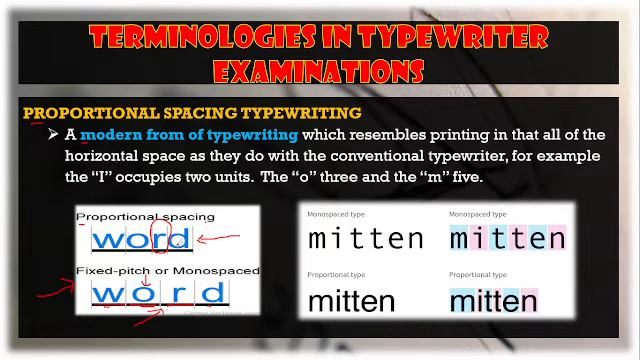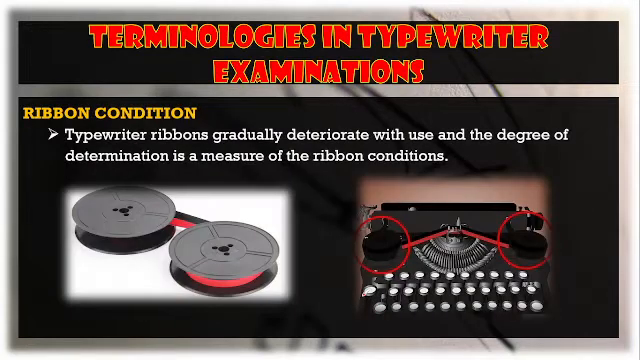So they provided a smaller amount of space, or they make the spacing narrower for letter R. So it's still the same here in this illustration, a comparison between monospace type and a proportional type. As you can see, mas malawak yung nakukonsume using monospace type. However, in proportional type, we have here a narrower spacing. So that is for proportional spacing typewriting.